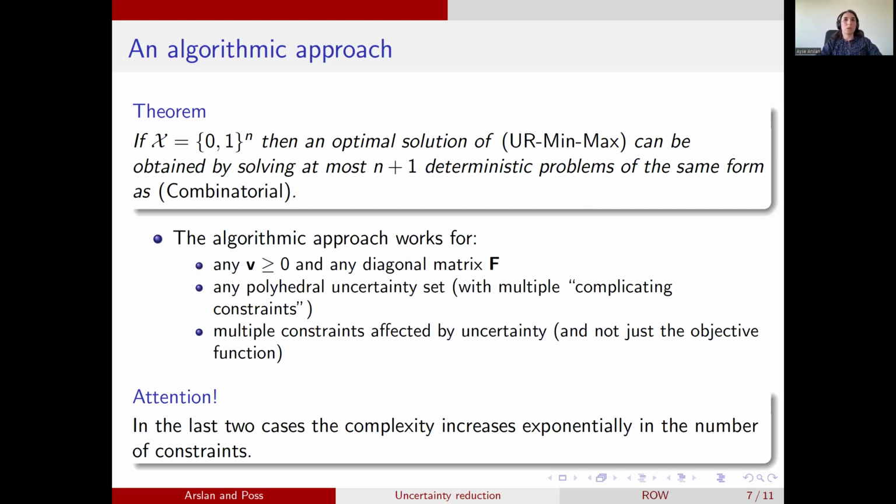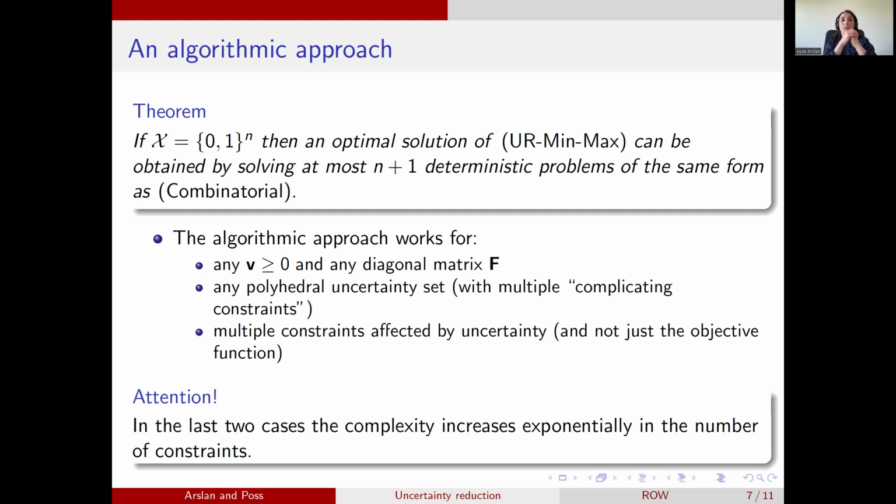Okay, just to remind what was done, in order to do the proof, I assumed that V was equal to 0 and F was the identity matrix, but the result actually holds for any value of non-negative V and any diagonal matrix F. The polynomial complexity result holds in that case. And the algorithmic approach itself can be extended to the case where there are multiple complicating constraints in the uncertainty set, as well as multiple constraints in the problem that are affected by uncertainty. But of course, in those cases, the different values of theta that you need to consider, you need to cross them across constraints of the uncertainty set or across constraints of the problem. So you have this combinatorial thing that comes into play.